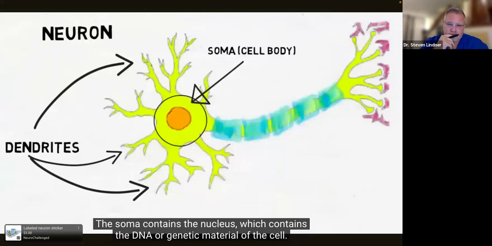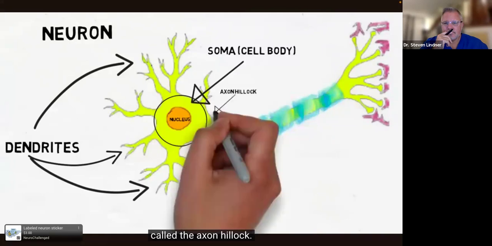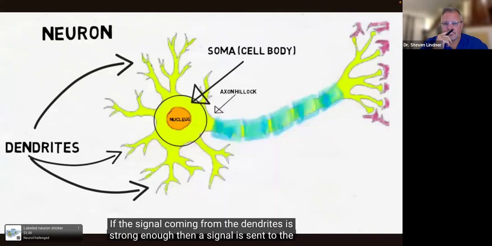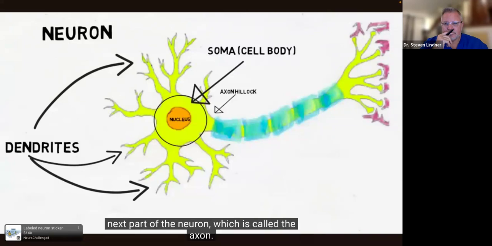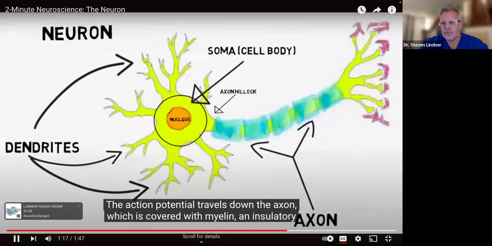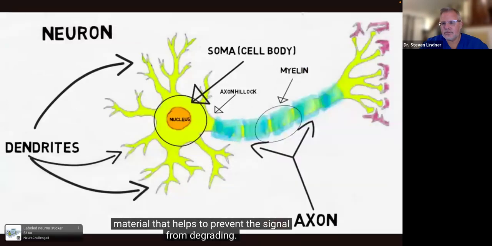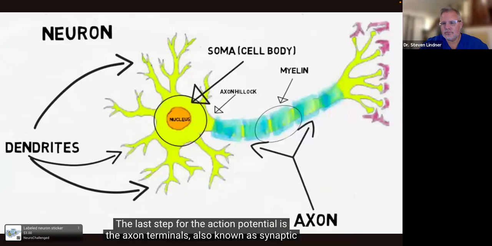The soma contains the nucleus, which contains the DNA, or genetic material of the cell. The soma takes all the information from the dendrites and puts it together in an area called the axon hillock. If the signal coming from the dendrites is strong enough, then a signal is sent to the next part of the neuron, which is called the axon. At this point, the signal is called an action potential. The action potential travels down the axon, which is covered with myelin, an insulatory material that helps to prevent the signal from degrading. The last step for the action potential is the axon terminals, also known as synaptic buttons.